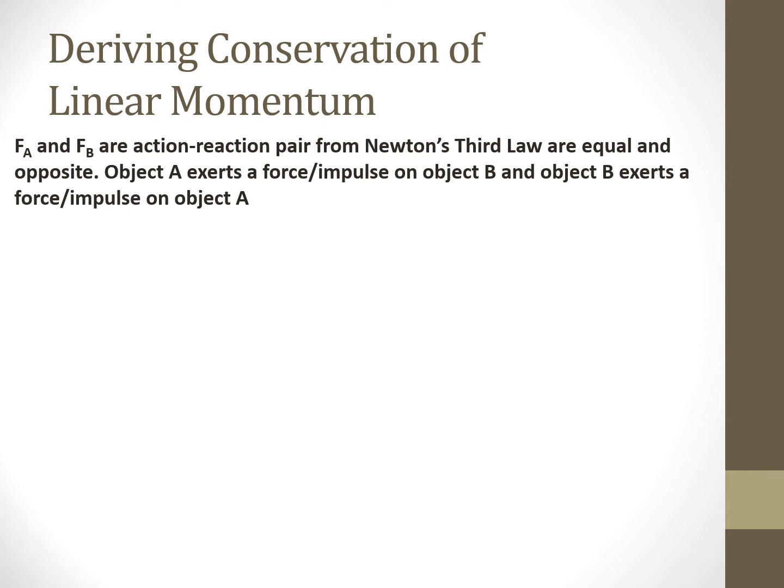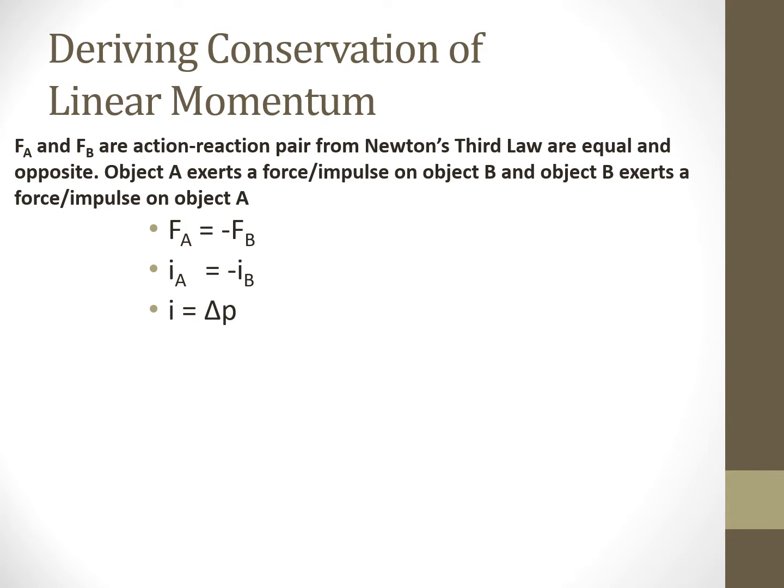Object A exerts a force or impulse on object B, and object B exerts a force or impulse on object A. Mathematically, Newton's third law can be written using this equation, Fa is equal to negative Fb, to prove that they are equal in magnitude and opposite in direction. Since whenever there is force, there is also impulse in colliding objects, we can also rewrite Newton's third law as Ia is equivalent to negative Ib. And we know that I is equivalent to delta P, or change in momentum.